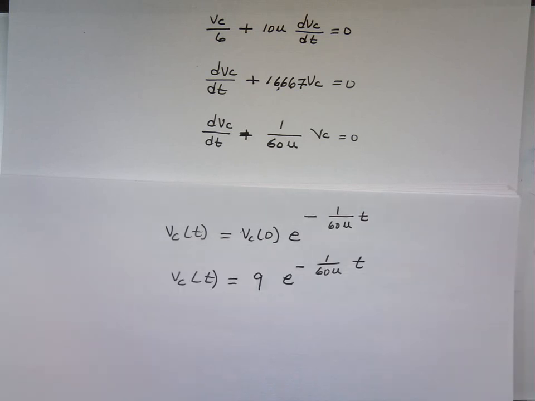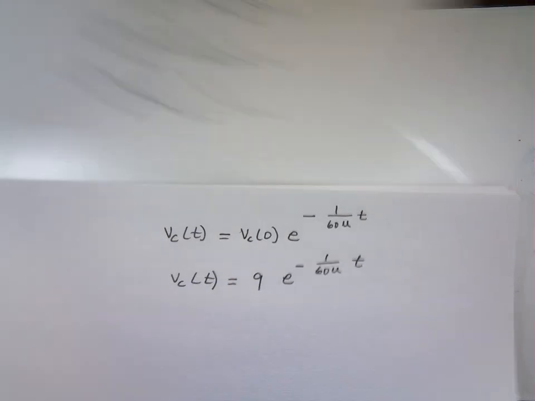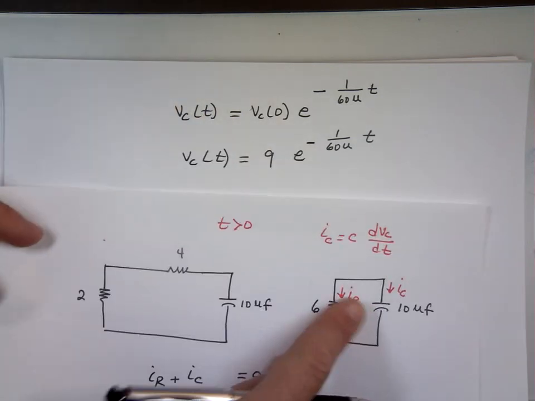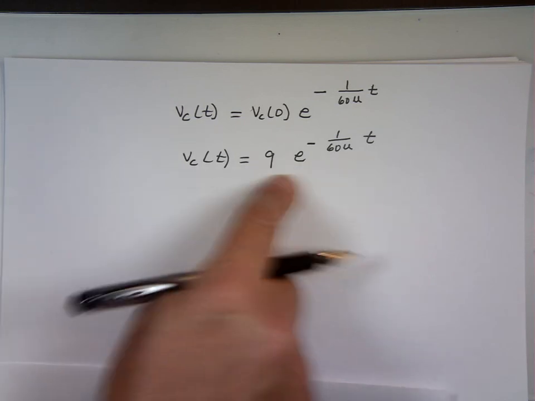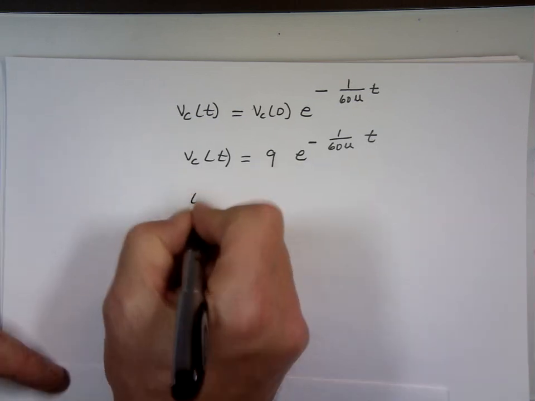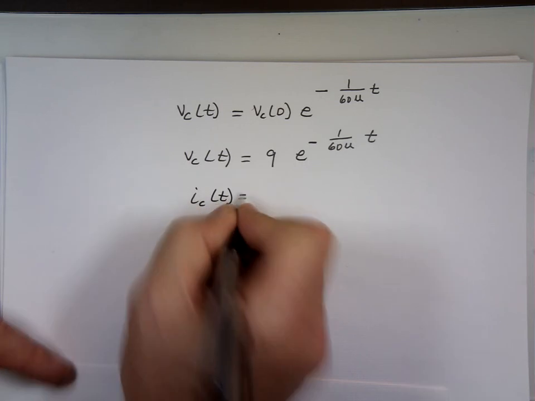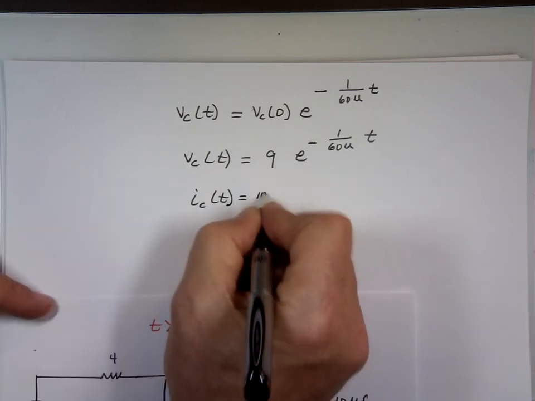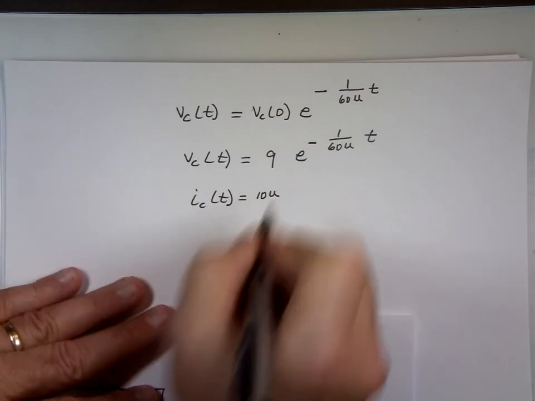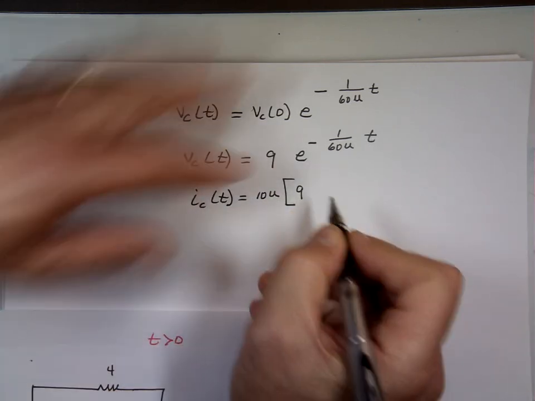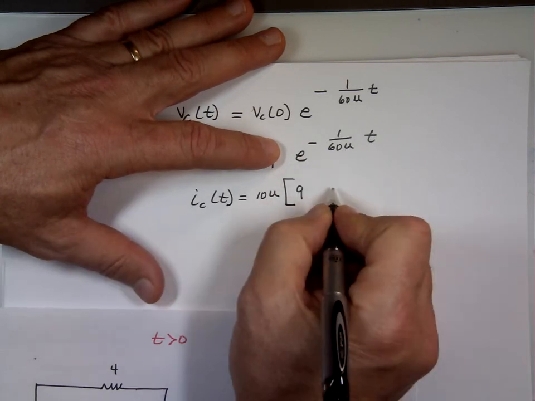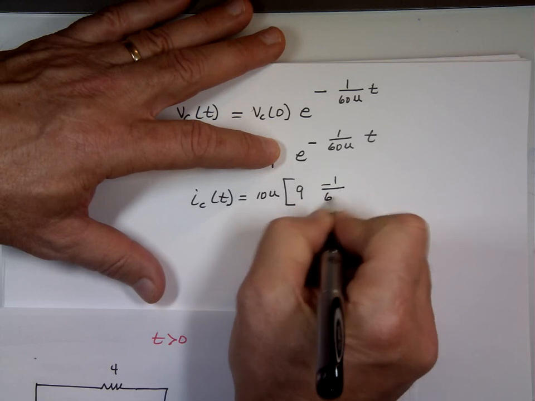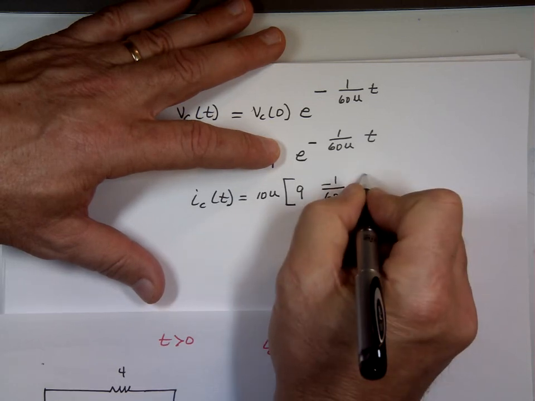If they ask you for the current, what would you do? If they say, what's the current through the capacitor? Well, the current is C, which we know, 10 micro, times the derivative of that. Let's see how good you are in calculus. What's the derivative of this? There's the 9. What's the derivative of e to the minus 1 over 60 micro t? Times negative 1 over 60 micro. E to the negative 1 over 60 micro t, right?